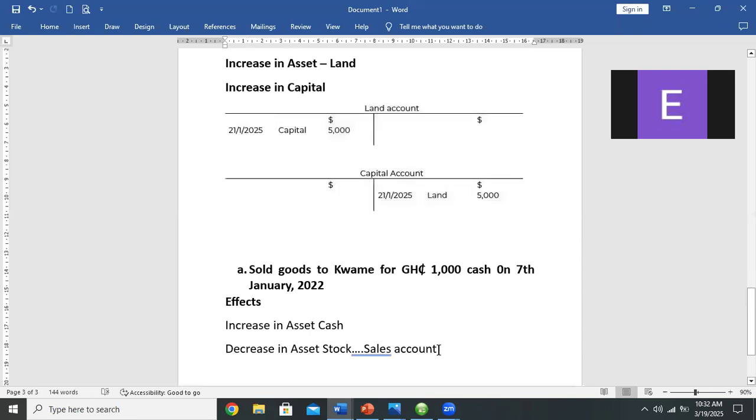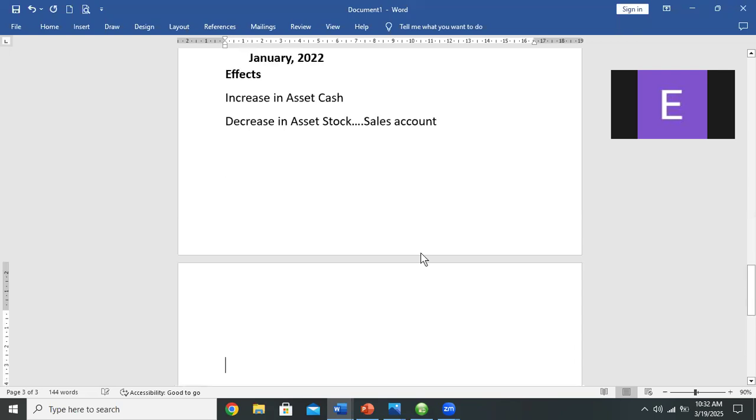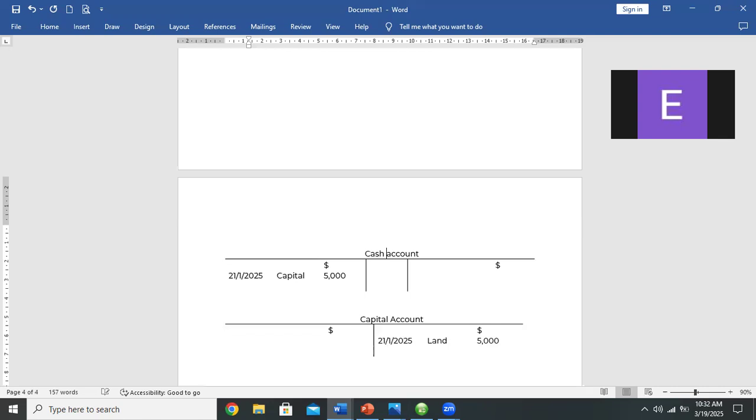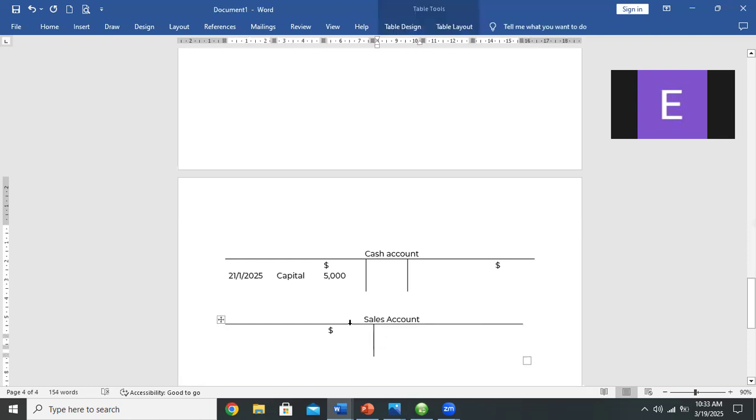Okay, so let me edit the account. So we have realized that we will need the cash account, and we will need the sales account. So instead of opening stock account, we'll open sales account because we sold the stock or we sold goods. Okay. Please, are we all comfortable with the accounts that we have to open? Yes, please. Okay, great.